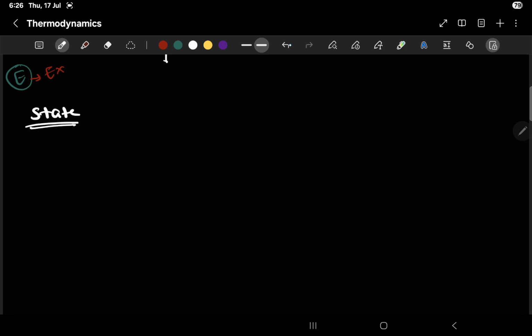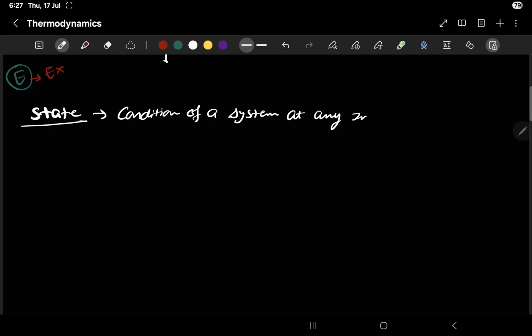Okay, state of the system. So what is state of the system? State is a condition of the system. It describes the condition of a system at an instant of time, at any instant of time.